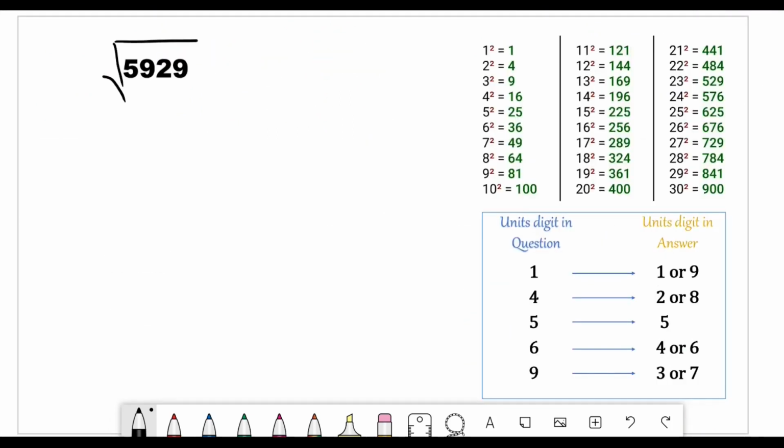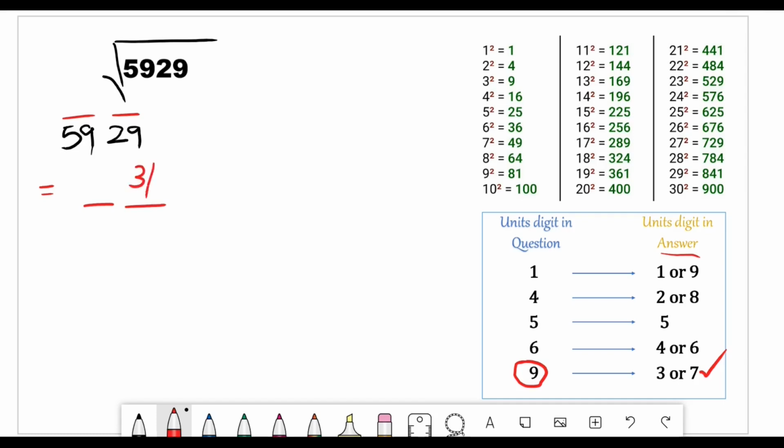Let's take another example. Square root of 5929. First of all, pair the last 2 digits and the rest of the digits together: 29, 59. Since the last digit of the question is 9, the last digit of the answer will be either 3 or 7. Let's take 2 dashes and write down 3 or 7 in the last dash. Now ignore the last 2 digits of the number. What is the remaining part of the number? The remaining part of the number is 59.